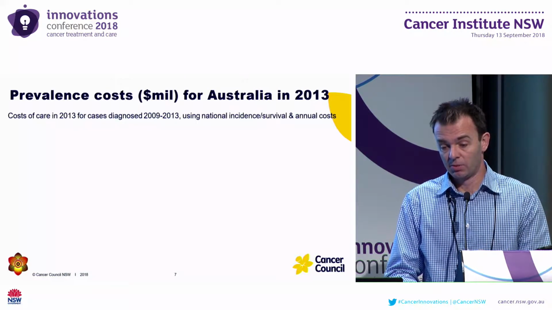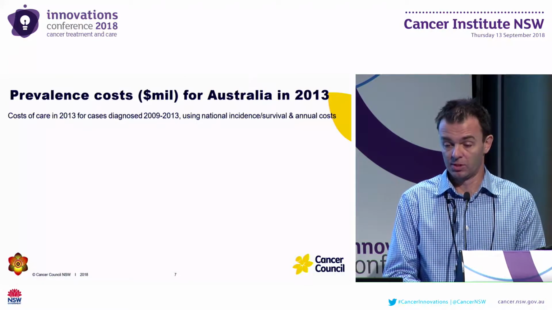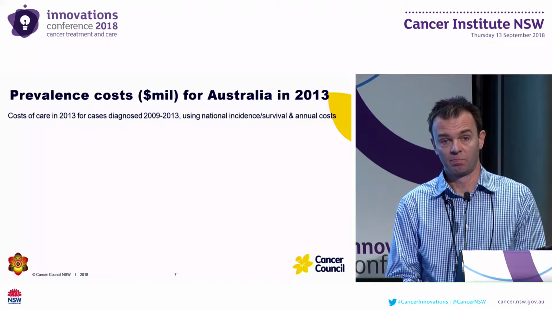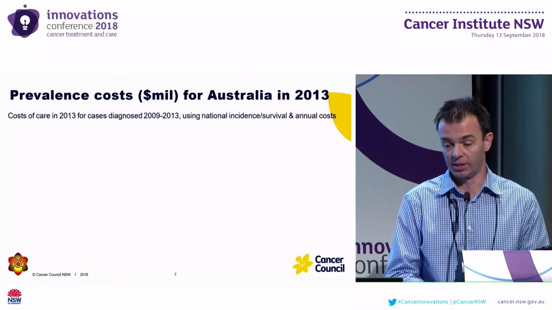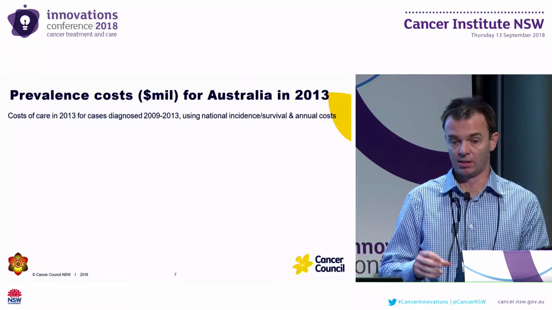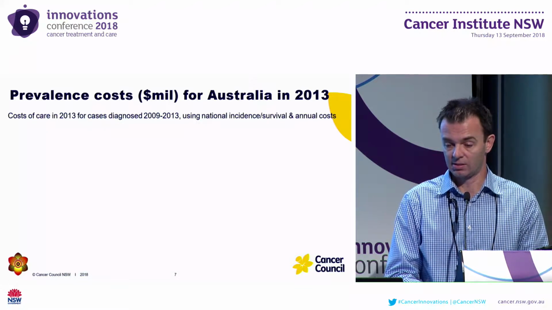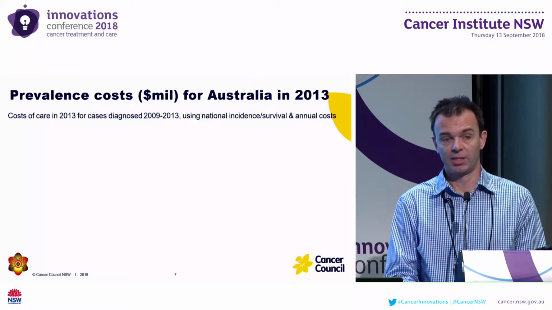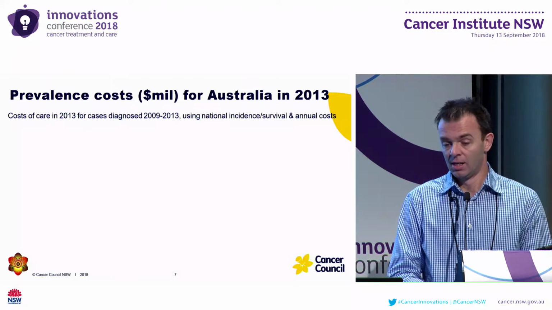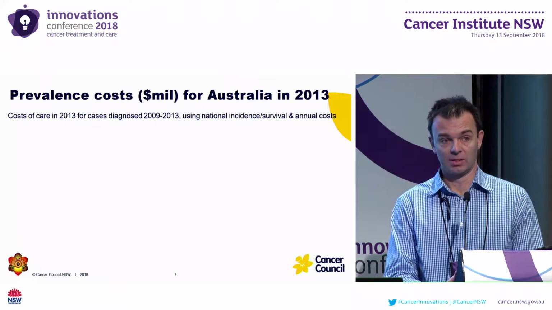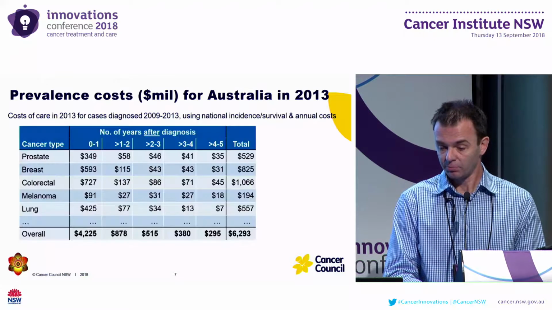So the final method of presenting costs that we're going to look at now is what's known as prevalence costs, which is looking at the costs of all cancer cases in Australia for a single calendar year. What we've done here is taken the Australian incidence and mortality statistics by cancer type. We've applied that to all people who were diagnosed between 2009 and 2013, and said of the people who were alive in 2013, these are the costs that they incurred to the health system.